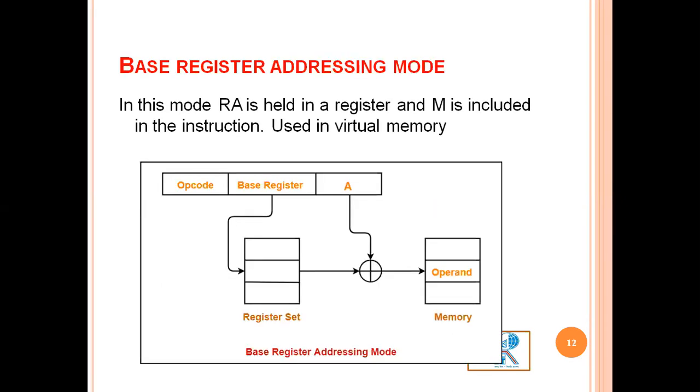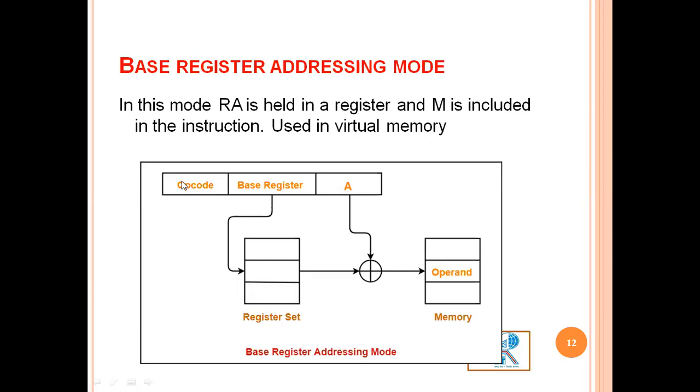Now comes the base register addressing mode. What happens in the index mode? In the index mode, the offset value is mentioned in the register, and this is just the reverse. Here, the reference address is mentioned in the register, and the offset is given in the instruction. In the previous case, the offset is given in a register and the address is mentioned. Here the offset or modifier is mentioned, and the reference address is given in a particular register. That means the name of the register will be given in the instruction.